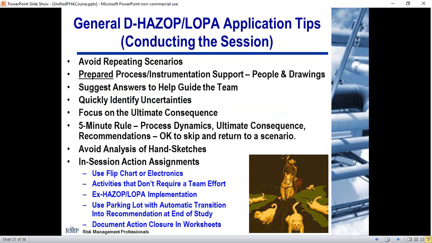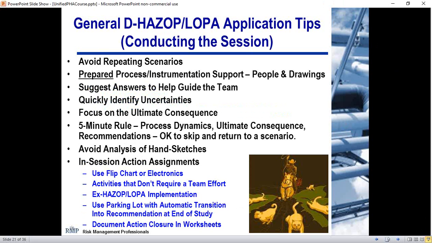I usually use a 5-minute rule. If they can't figure out the process dynamics in 5 minutes in terms of what's happening with the system, they're not prepared to answer the question. Now, maybe it's an unusual question. Maybe they hadn't considered that kind of scenario. That's fair. But they don't have to struggle with it or solve those kinds of problems during the HAZOP or LOPA. After a few minutes, give them a homework assignment. Cut it at that point and say, look, why don't you guys figure this out? We'll come back to the scenario tomorrow.